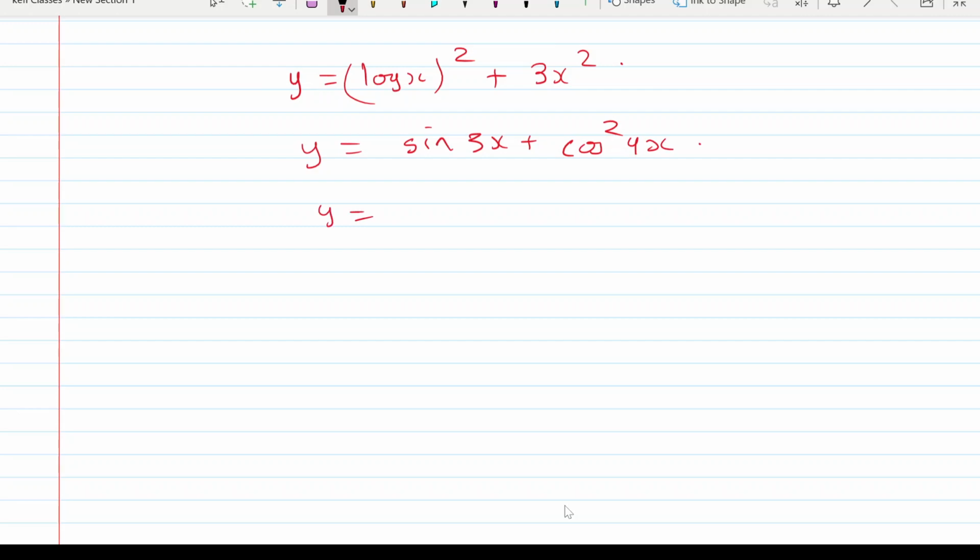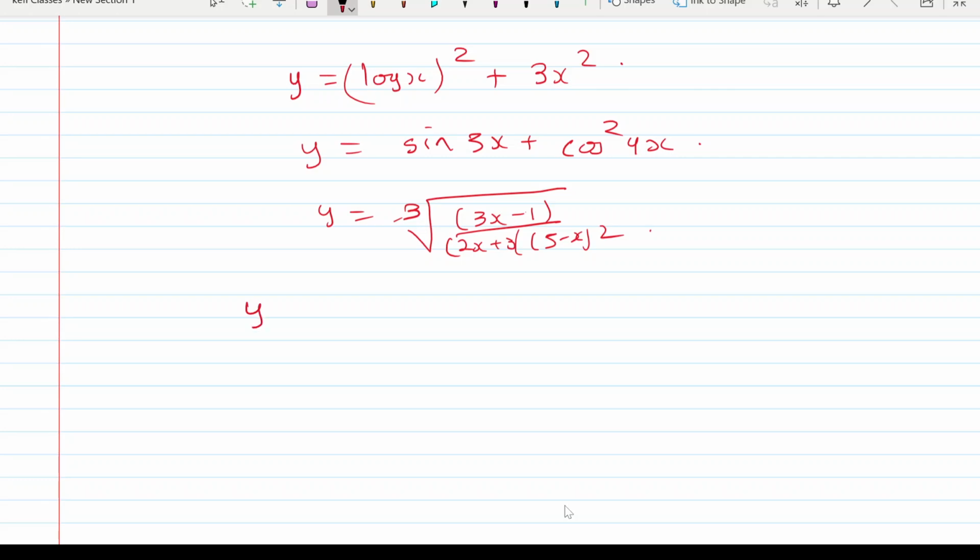So now what are implicit functions? See, suppose I write y is equal to (log x) the whole square plus 3x square, something like this. If I write y is equal to sin 5x plus cos square 9x, anything like this. Or y is equal to the problem we just solved, (3x minus 1) upon (2x plus 3) into (5 minus x) the whole square. I have written some functions.